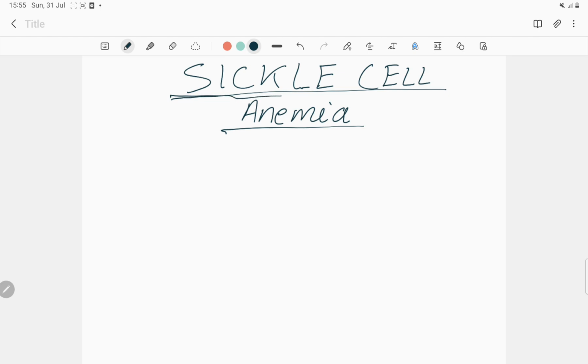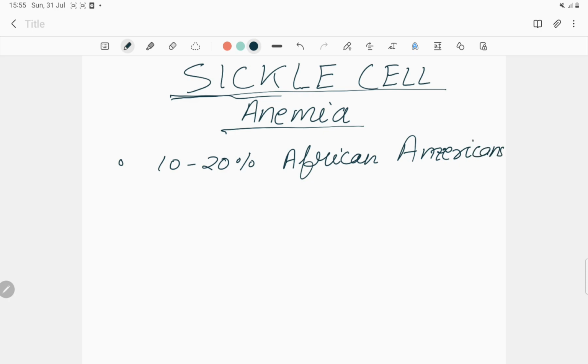Alright, so this is 10 to 20% common in African Americans and Hispanics. Hispanics are those who speak the Spanish language.